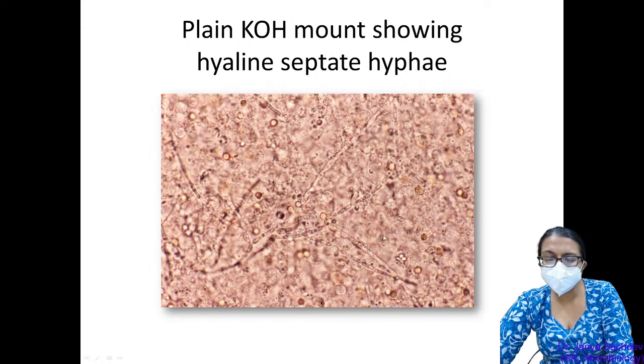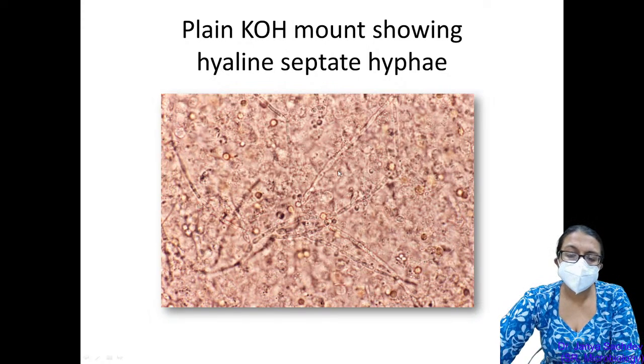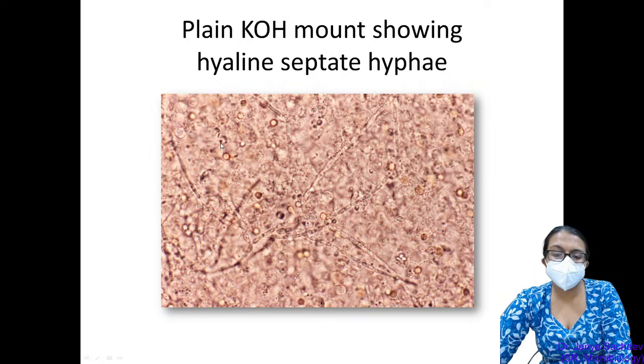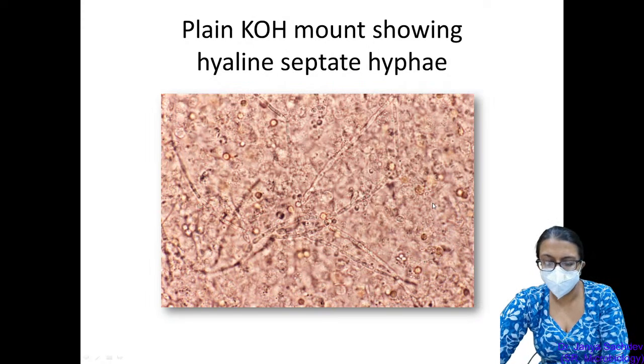As you can also see, it's very difficult to separate the fungal hyphae from the background. They're also clear. Okay, and in aseptate hyphae, which are even more fragile, it becomes even more difficult. So because there's no differentiation very clearly seen between fungal elements and background, the sensitivity of the plain KOH mount is less. It's easier to pick it up if there is a high load of fungi as opposed to if there is a low load of fungi.